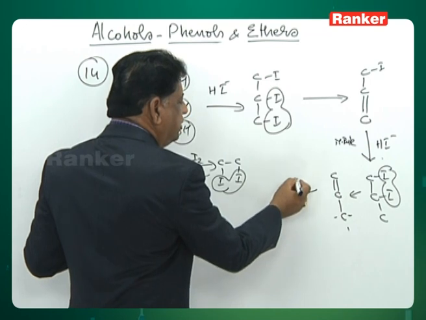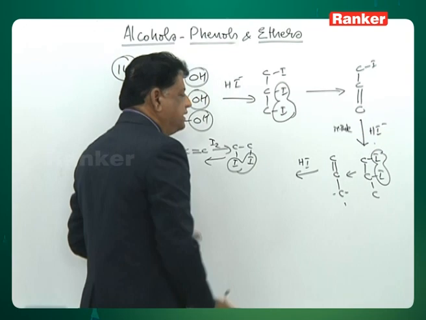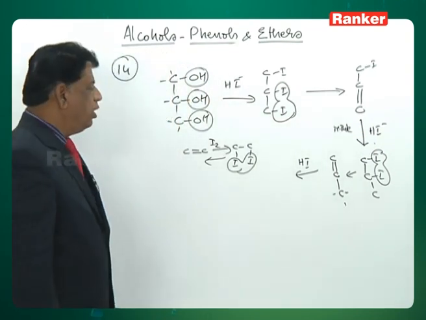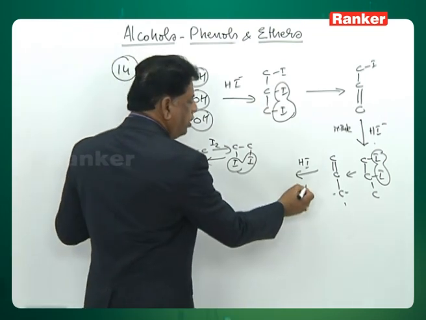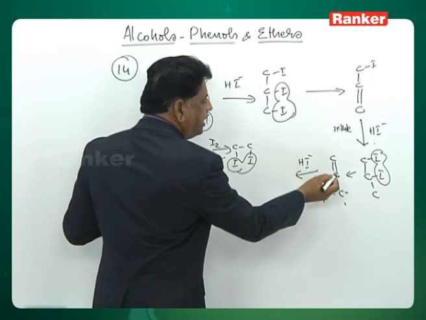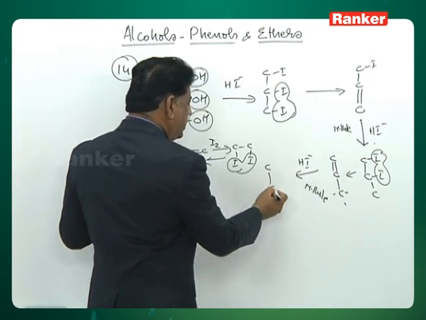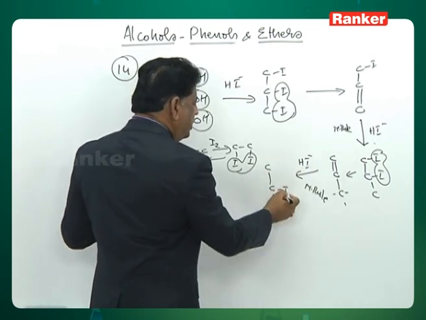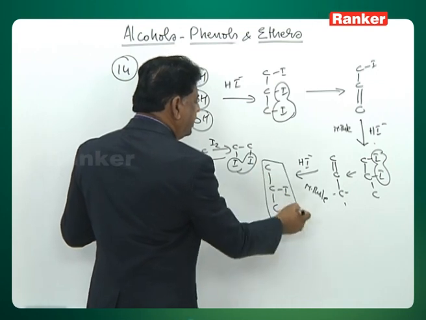Now once again you are adding the HI. When HI is added, the propene follows once again Markovnikov's rule. The rule says that the negative part will be added where hydrogen is less. So finally what happens? The iodine will be attached at the middle carbon. This will become the final answer.